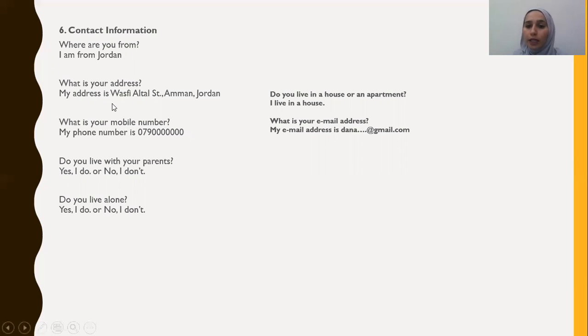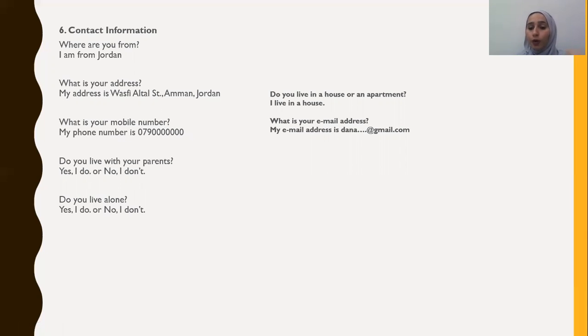Can you notice here? شايفين هون my address? We started with the street name, اسم الشارع, the city, the country. Street name, city, country. Street name, Hospital. City, Amman, country, Jordan. What is your mobile number? My phone number, and you complete.